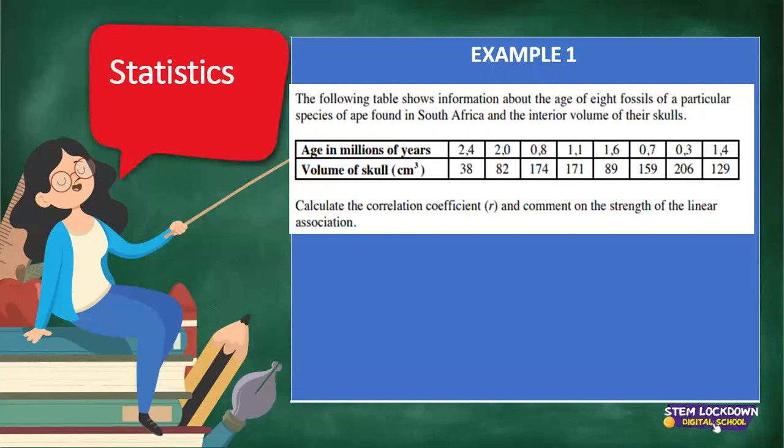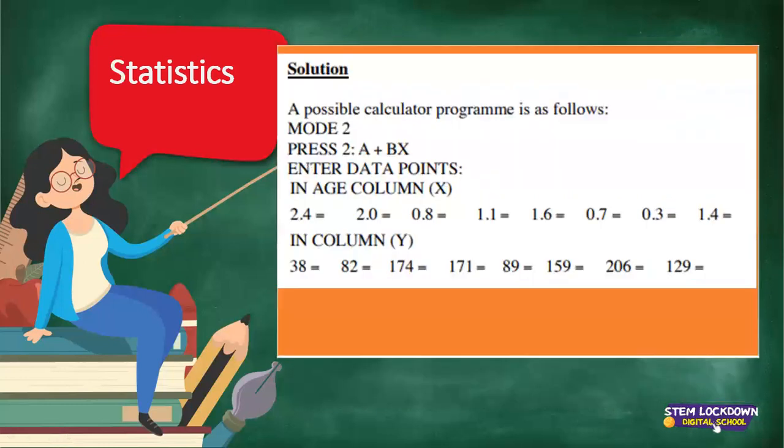But if you don't want to do the scatter plot, you can go straight to calculating your correlation coefficient. So how do you calculate the correlation coefficient? We use the calculator. A possible calculator program is as follows. You press mode. On your calculator, you have the button that says mode. You press the mode and then you press 2.